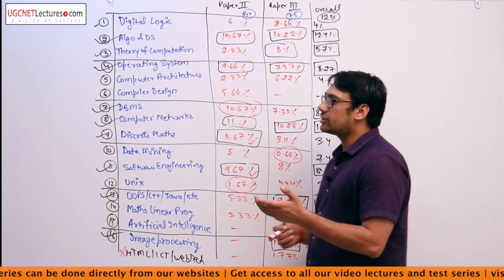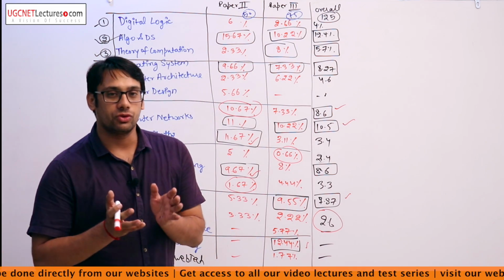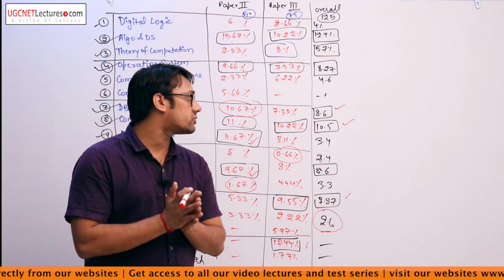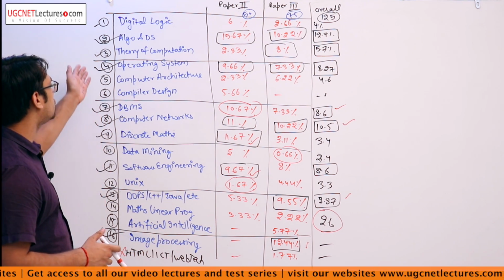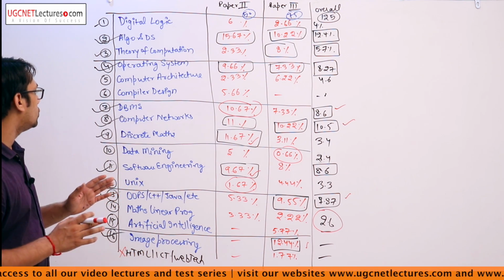But again, you can see what the subjects are which are most important. So if you want to see the minimum number of subjects that you have to study, then I have marked all these subjects here, that these are the subjects which you can never afford to leave.